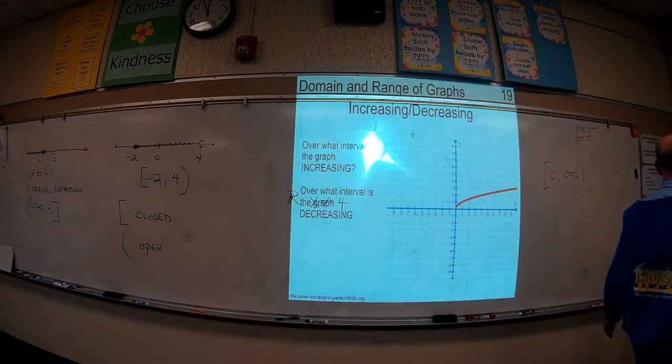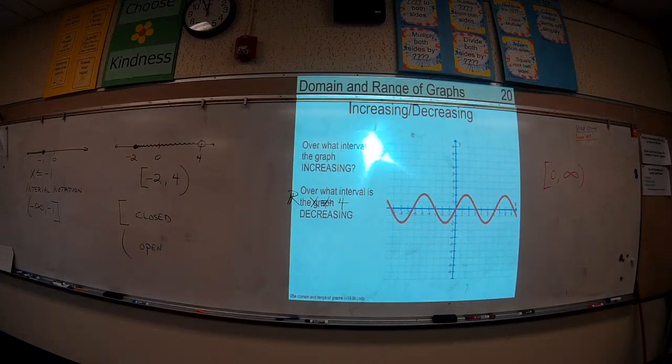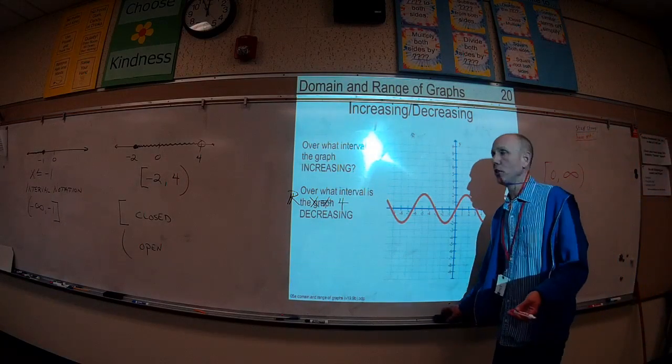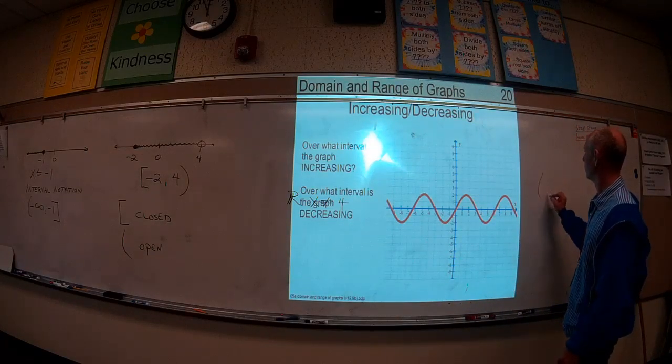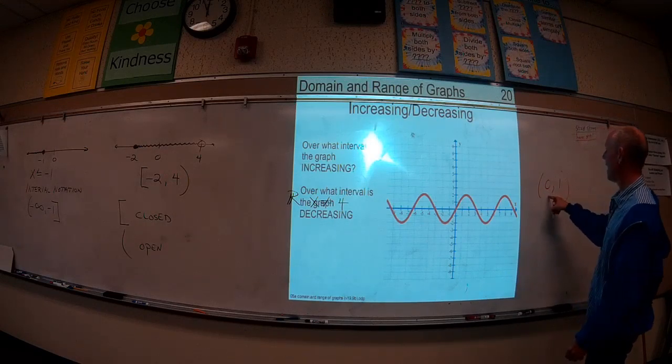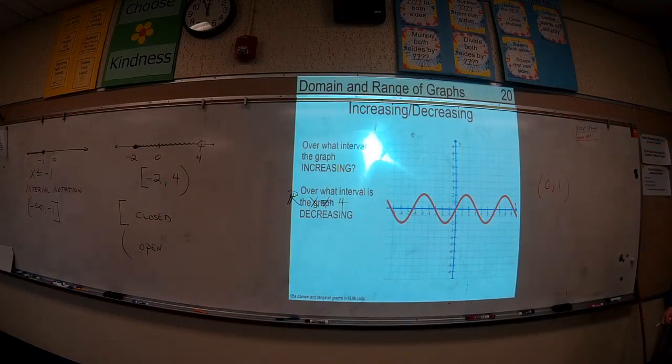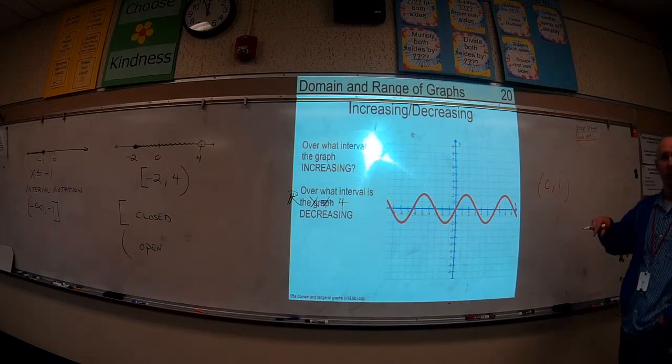Let's look at another one. On that interval, 0 to 1, this is not a point, this is an interval. On that interval, what is the graph doing? Good. It's not spelled right. It's increasing. I'm going to give you a different interval.